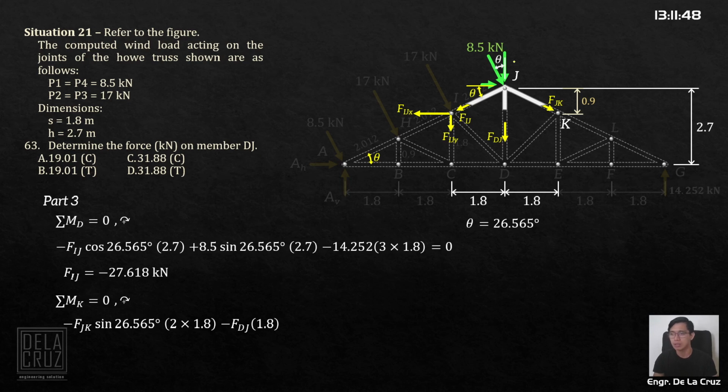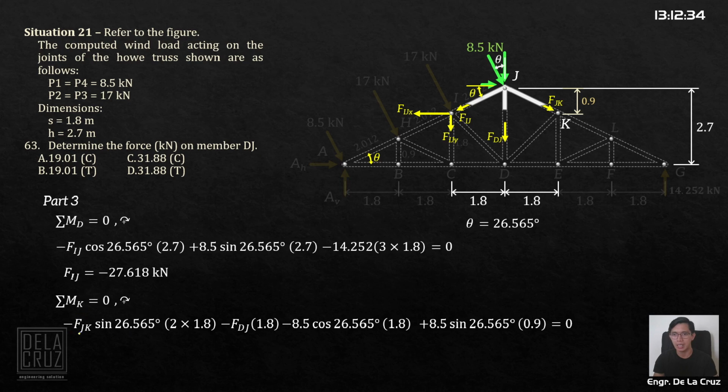Now, for this load, yung vertical load ni 8.5, so that will cause counterclockwise about K. So, you have 8.5 cosine of theta. Again, nasa kanya yung angle. Its moment arm to K is 1.8. Meron pa. Itong horizontal component ni 8.5, it will cause clockwise moment at K. So, plus tayo. Plus, that should be sine component. And its moment arm is 0.9. Equal to 0.